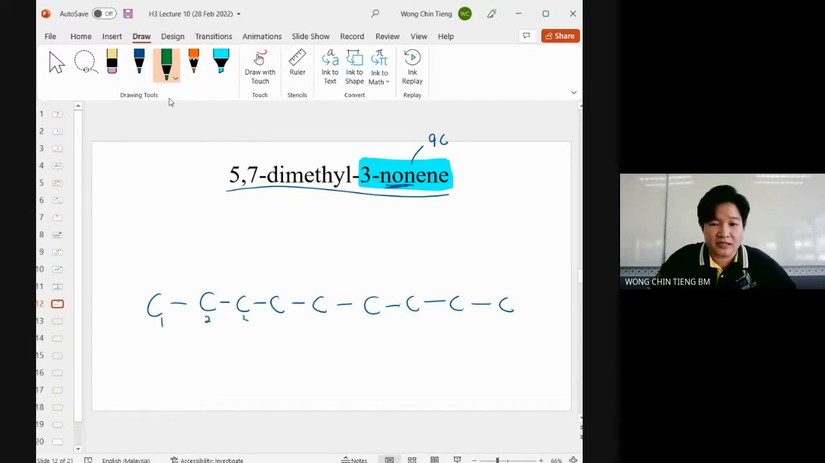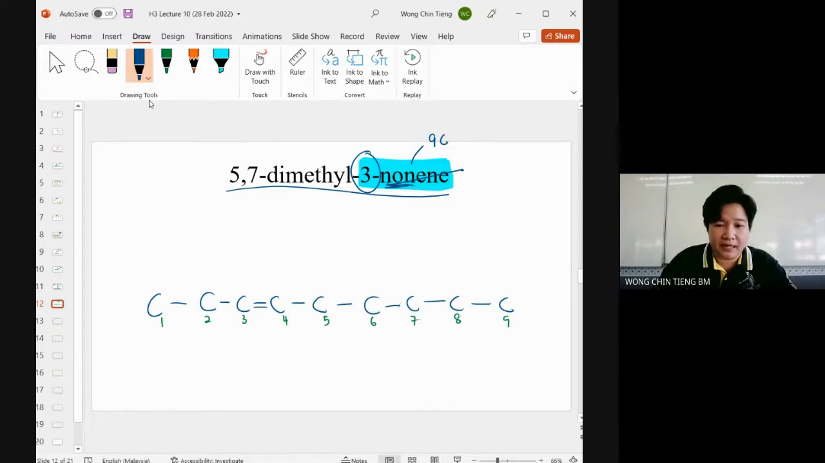1, 2, 3, 4, 5, 6, 7, 8, 9. Jangan letak hidrogen dulu. Jangan letak apa-apa dulu. Dan dah selesai nonane 9 carbon, identify the position. Carbon nombor 3 pegang double bond. Letak double bond. Selesai. And then you have your substituent.